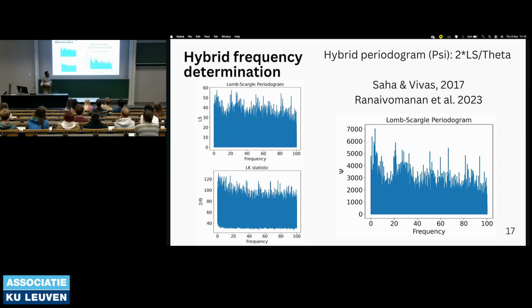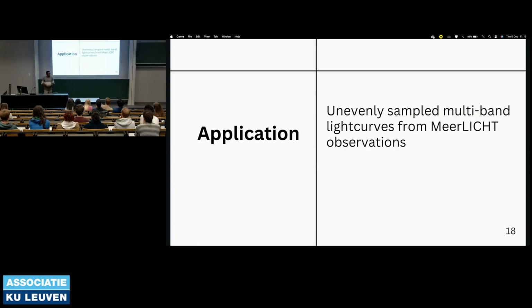observe the improvements in the noise levels compared to the two individual methods. So yeah, this has proven effective in determining the dominant frequency in sparsely sampled data. So our first application of these methods is on the MeerLICHT observations.